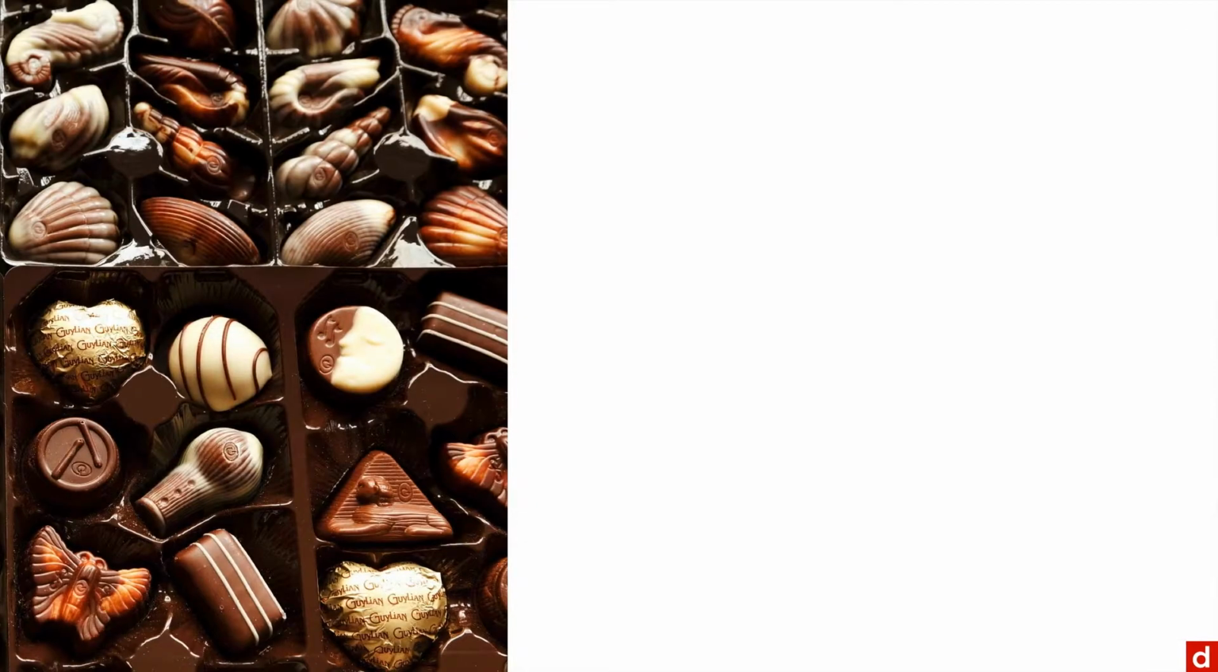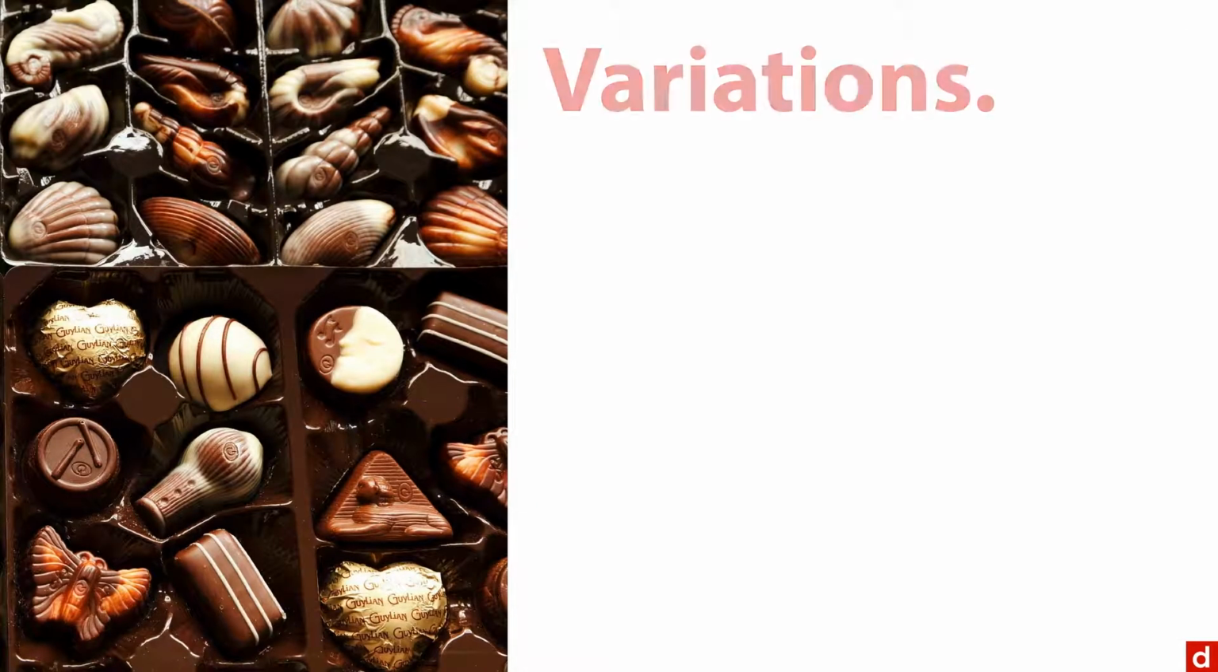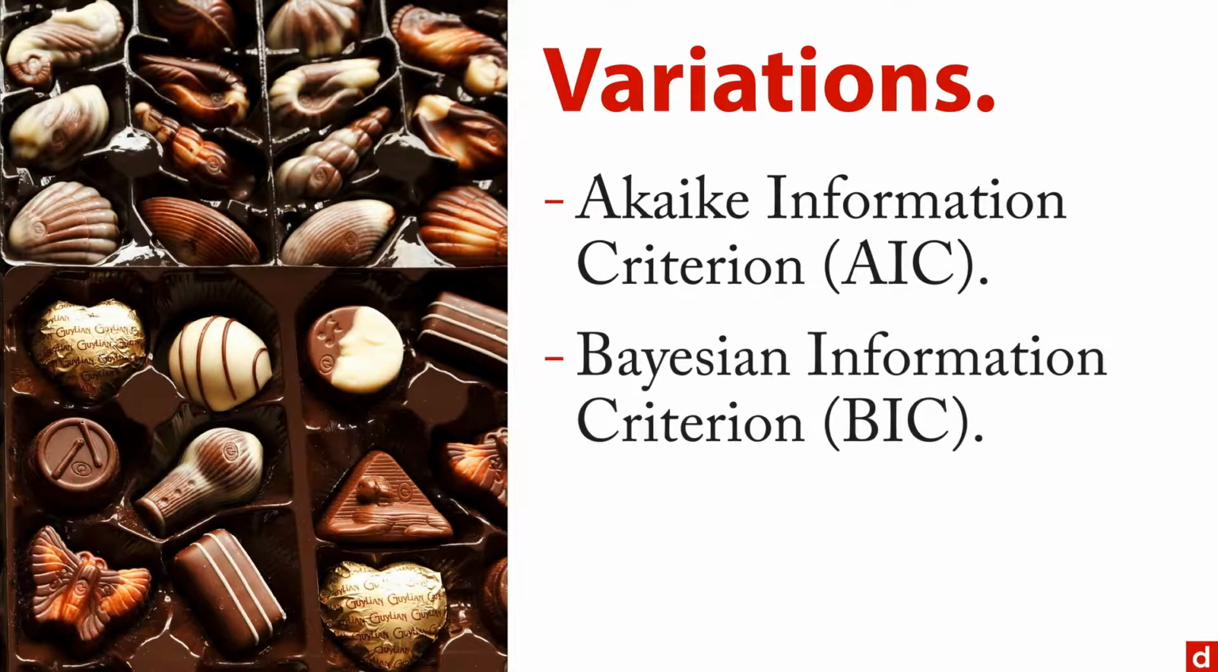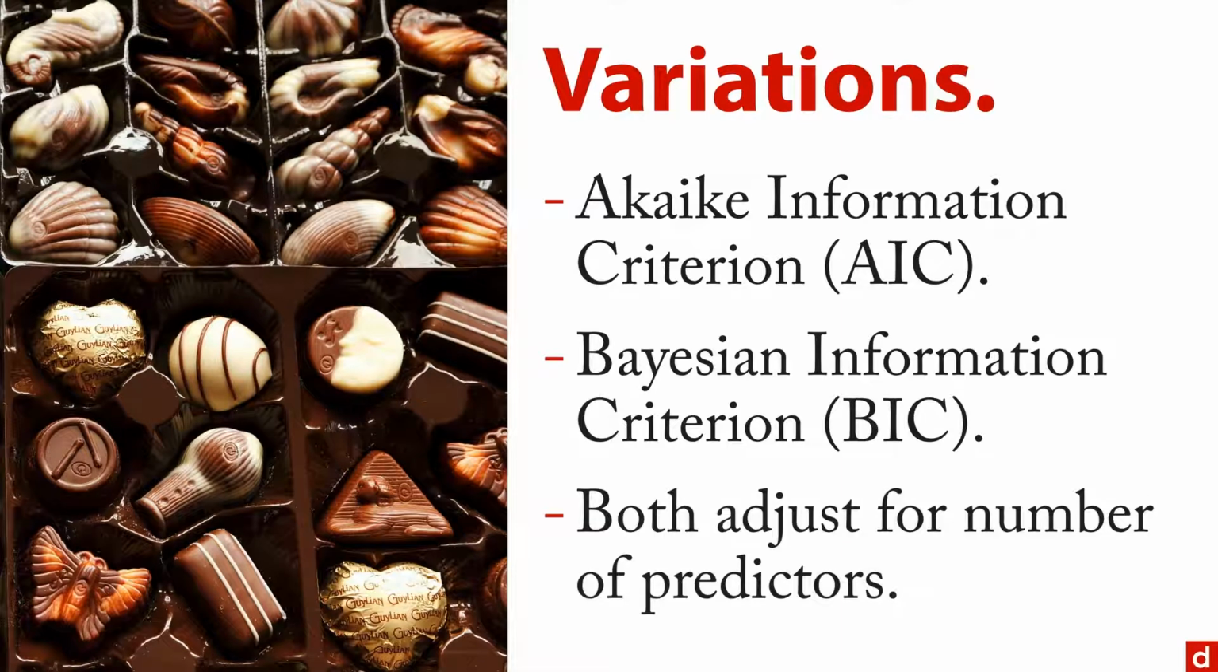Now, as I mentioned, there's some variations of this. I like to think of variations of chocolate. The minus 2 log likelihood, there's the Akaike Information Criterion, the AIC, and the Bayesian Information Criterion, BIC. And what both of these do is they adjust for the number of predictors. Because obviously, if you have a huge number of predictors, you're going to get a really good fit, but you're probably going to have what's called overfitting, where your model is tailored too specifically to the data you currently have and doesn't generalize well. These both attempt to reduce the effect of overfitting.